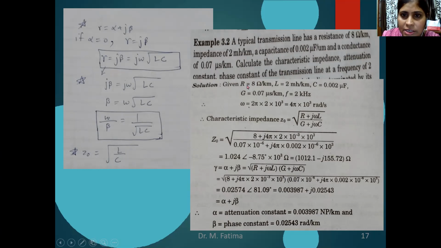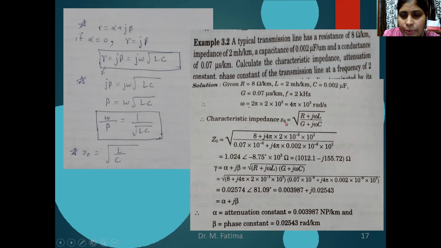You can see here the value of resistance is given. Inductance is 2 millihenry per kilometer. Capacitance is 0.02 microfarad per kilometer, conductance is equal to 0.07 micromho per kilometer, and frequency is 2 kilohertz. So here omega equal to 2 pi f is written. It is calculated as 4 pi into 10 raised to 3 radian per second.